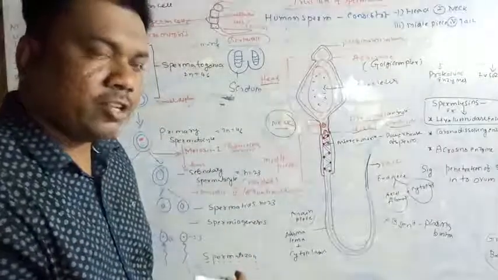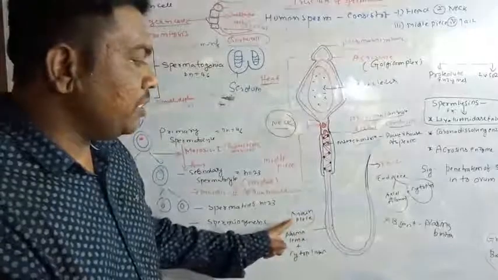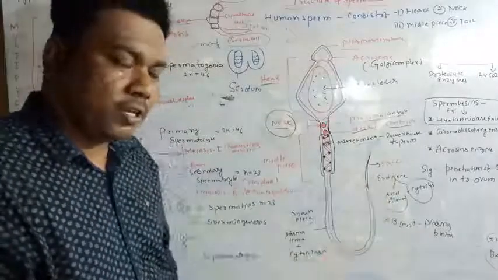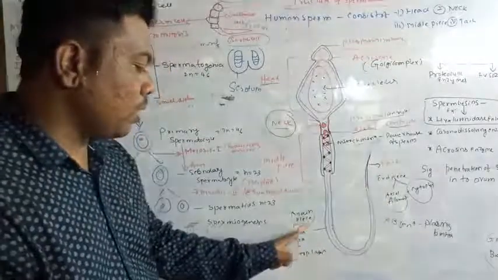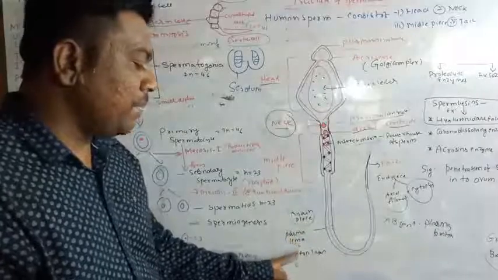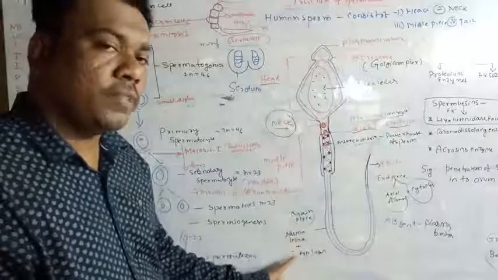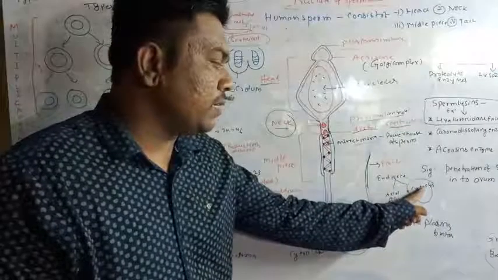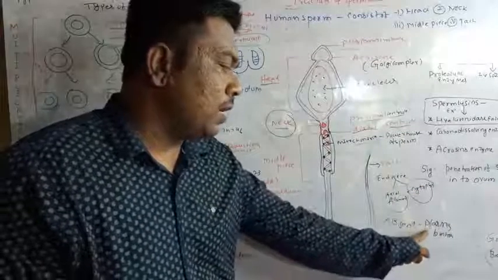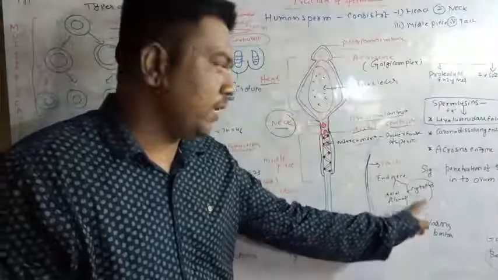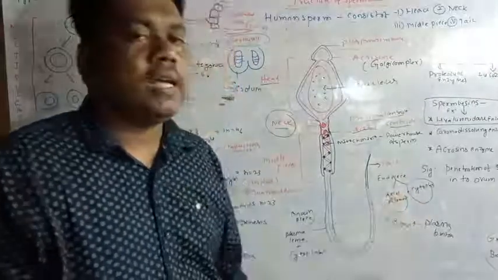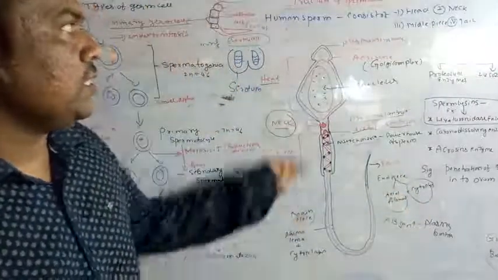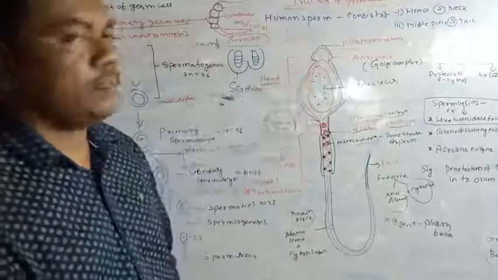What is the differentiation here between the main piece and the end piece? In the main piece, plasma lemma plus cytoplasm are both present, but in the end piece only cytoplasm is present, plasma lemma is absent. That cytoplasm is associated with the axial filament. So this is the complete structure of the sperm.